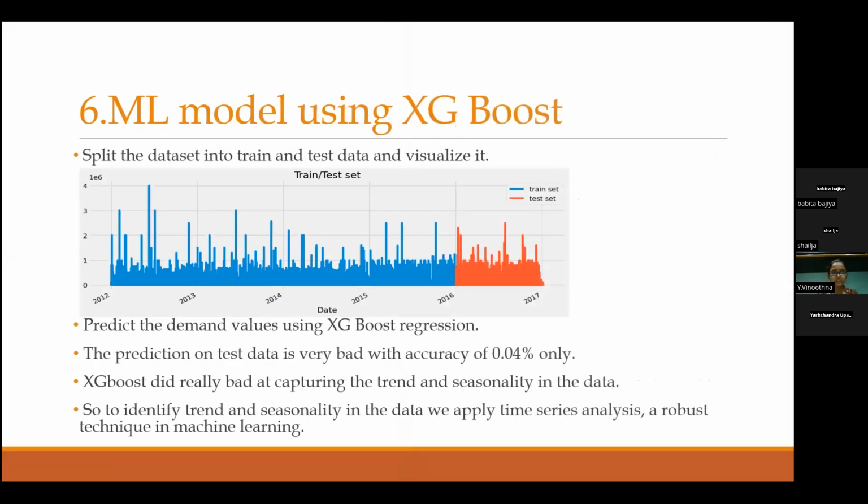Next step is building. Now we have done all the process, data cleaning and the preparation of feature engineering. So now we have to build the machine learning model by using the XGBoost algorithm. To build it, we have to split the data set into training and testing data. So this is the plot that represents the training data, and the red plot here represents the testing data. By creating the object for the XGBoost regressor, we can predict the demand values. So let us see that.